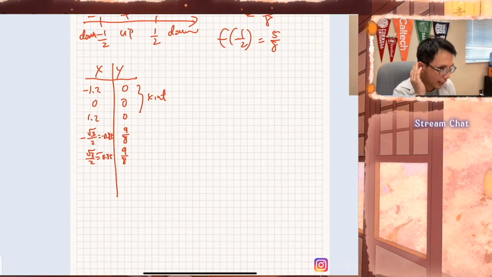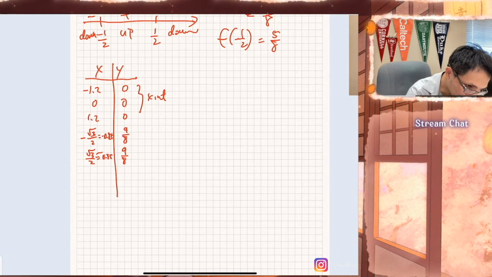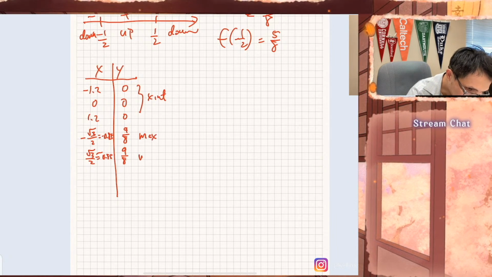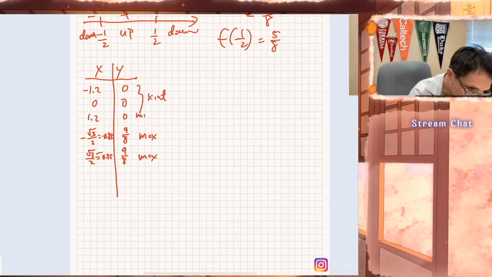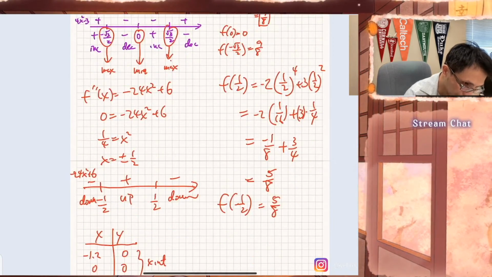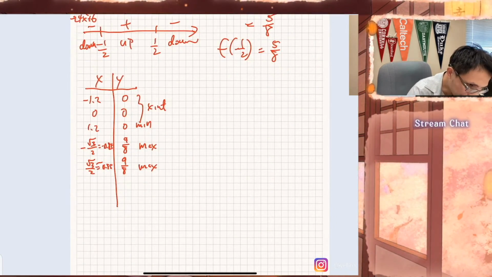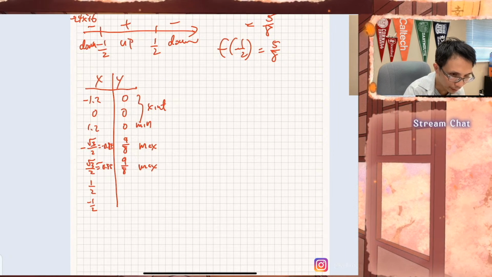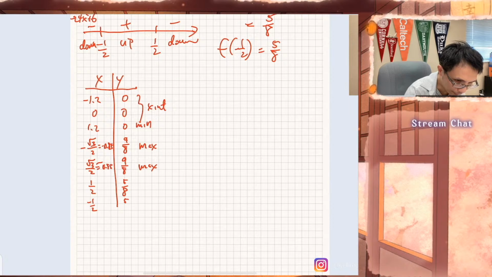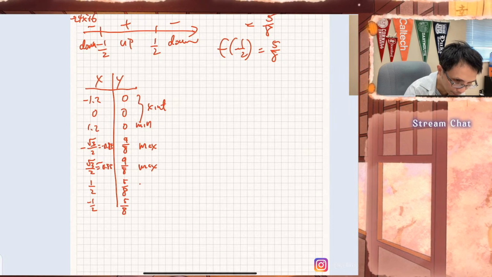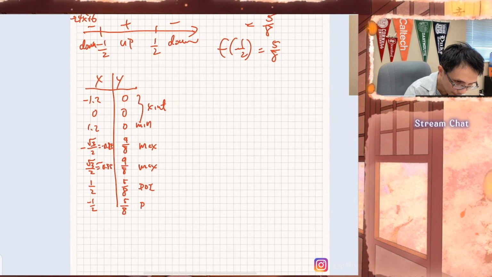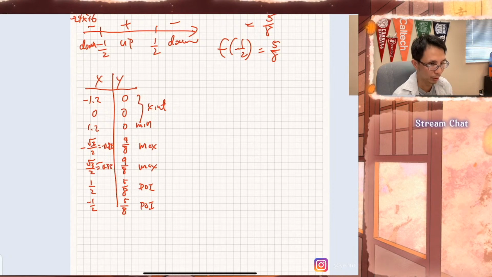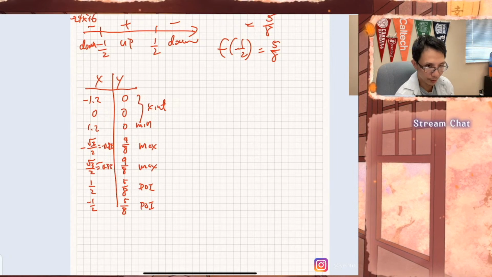And then I say, okay, yeah, that's done. That's the maximum. I think this is a maximum, and this is a min, according to that. Now, inflection points 1/2 and negative 1/2. So if I plug in 1/2, I got 5 over 8 and 5 over 8. So this is a point of inflection. We're going to call it POI or IP, depends on what it is.